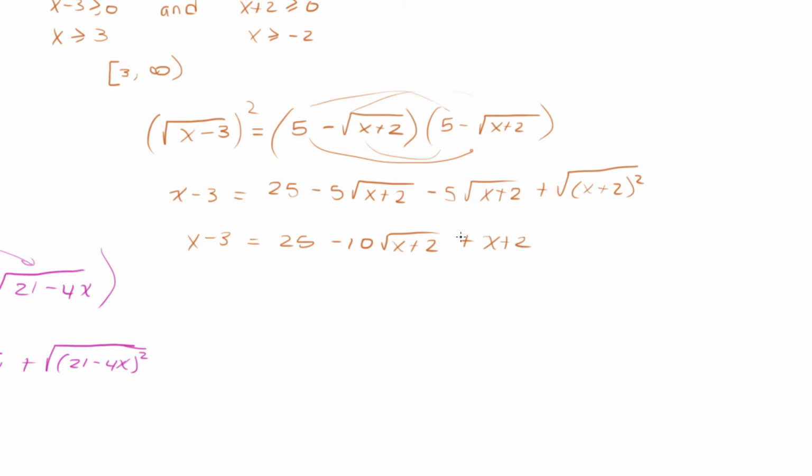Now we solve for this radical, so we move everything to the left. So x minus 3 minus 25 minus x minus 2 equals negative 10 radical x plus 2. Now x minus x equals 0, so you're left with negative 3 minus 2, which is negative 5. Negative 5 minus 25 is negative 30.